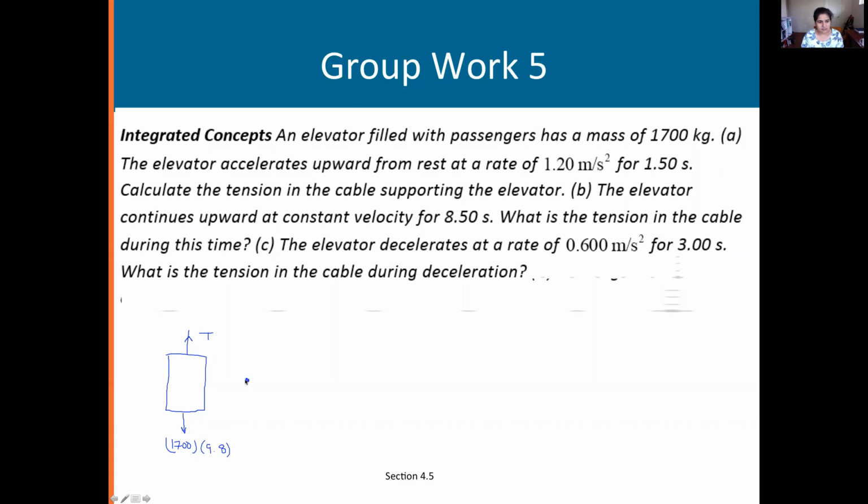Or if you make a free body diagram, these are our only two forces. So let this be the center. This is my tension in the cable, and this is my weight downwards, mg.